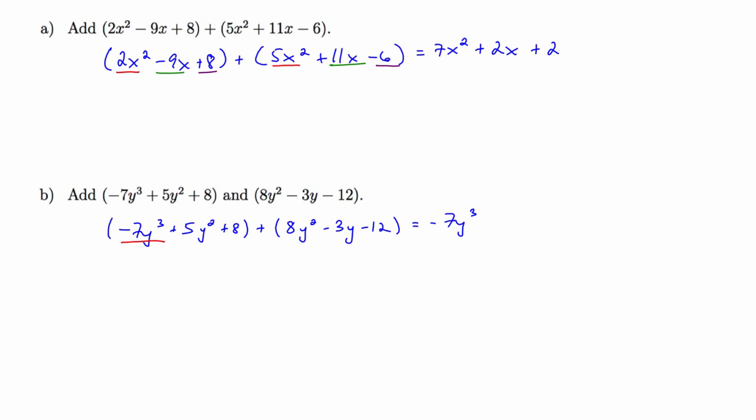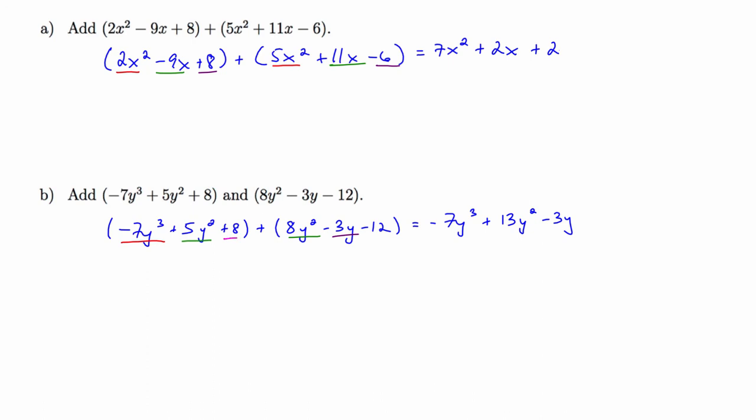That's our third degree term, so now we look for second degree terms, looking for y squareds. Each polynomial has one, and 5y squared plus 8y squared is a positive 13y squared. After the second degree terms, we now look for first degree terms. Our second polynomial has that minus 3y, but since there is no other single degree term or first degree term to combine with it, it'll simply get copied to our answer.